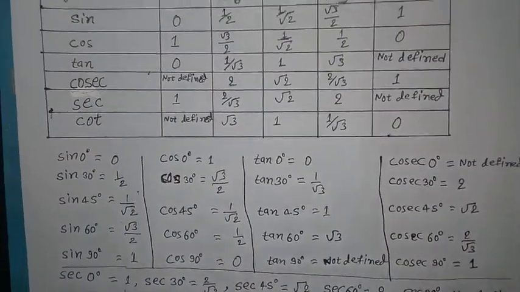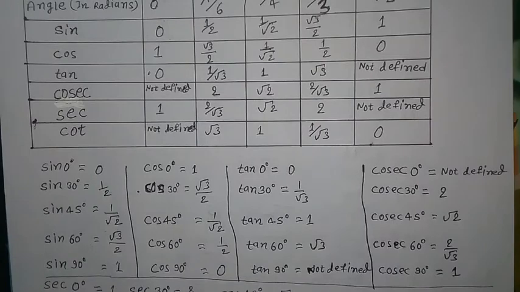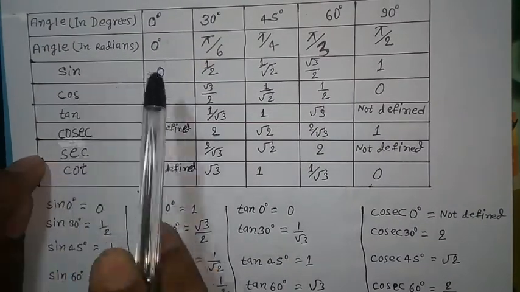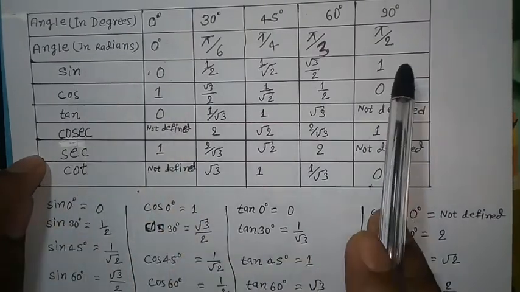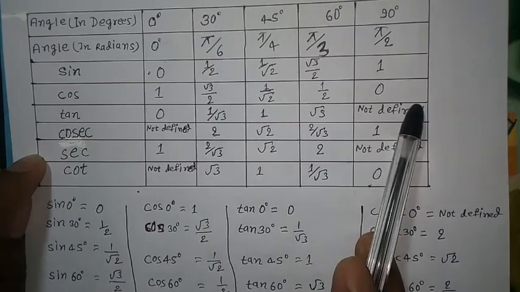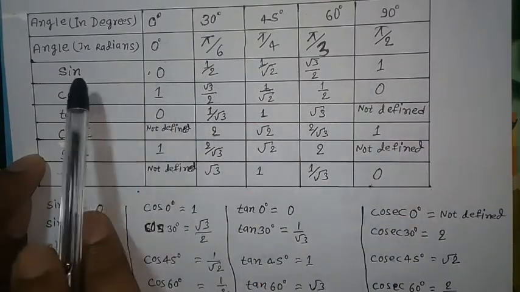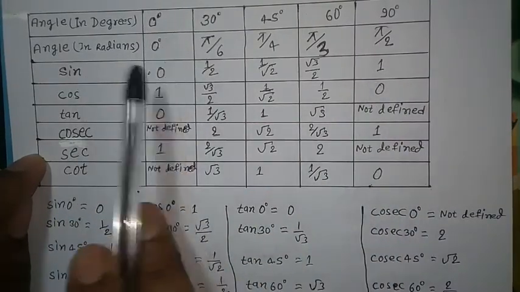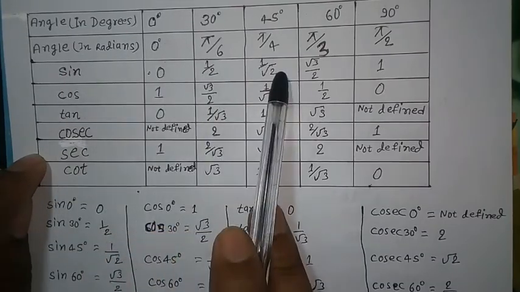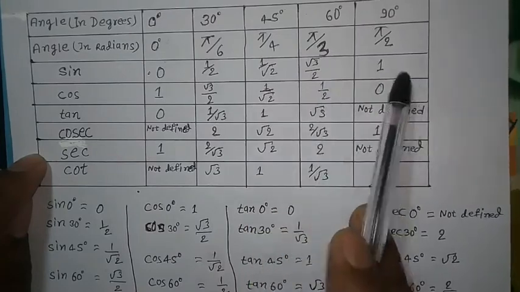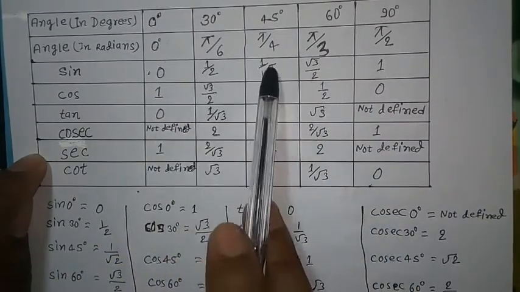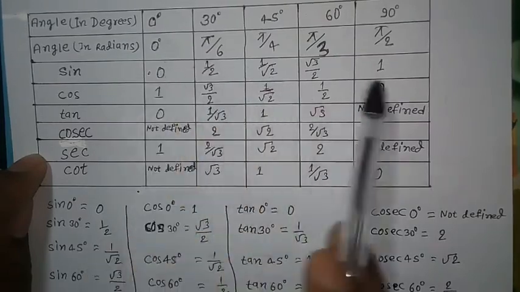Now here you can also see sine 0 degree is equal to 0 and sine 90 degree is equal to 1. Cos is the opposite of sine. In other words, sine 0 degree is equal to 0 but cos 0 is equal to 1. It means that this is 0, 1 by 2, 1 by root 2, root 3 by 2 and 1, and this is the opposite: 1 here, root 3 by 2, 1 by root 2 is the same, 1 by 2 and 0.